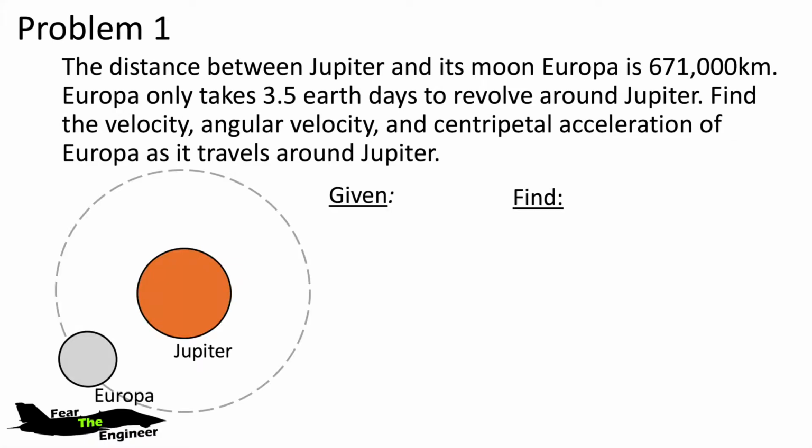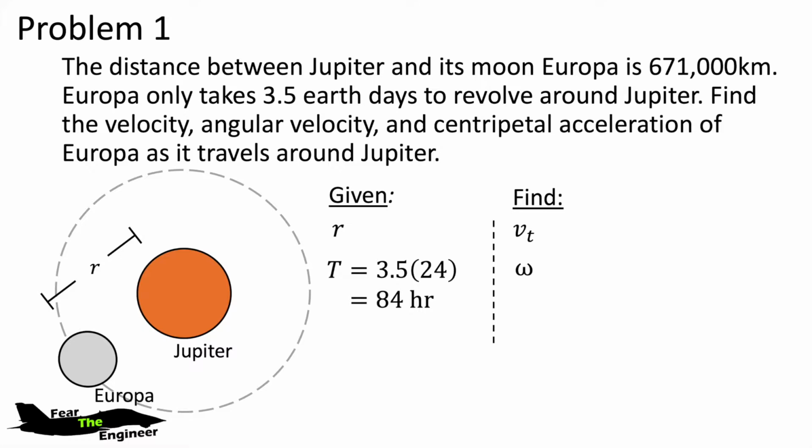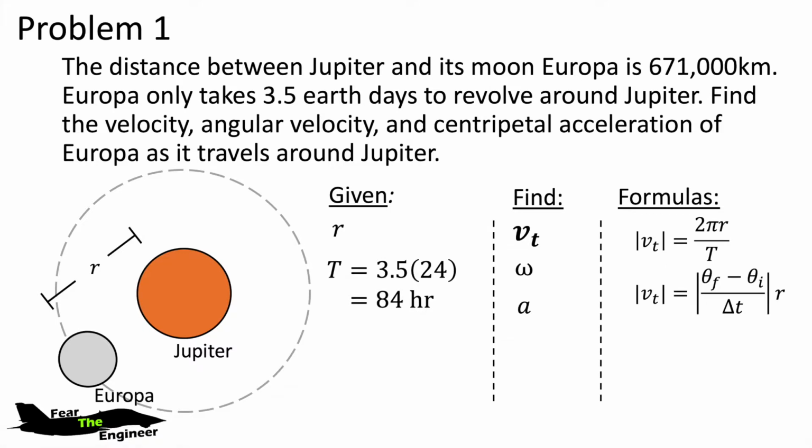The problem gives us the radius between Europa and Jupiter, and it also gives us Europa's period, T, which is 3.5 Earth days, or 84 Earth hours. We want to find Europa's velocity, angular velocity, and centripetal acceleration as it travels around Jupiter. Let's start with velocity. Tangential velocity has a magnitude and a direction. Here are the formulas we can use to find the magnitude, which is also called the tangential speed. We know the radius r and the period T, so the first formula works well. It says the tangential speed equals 2 pi r divided by the period T.